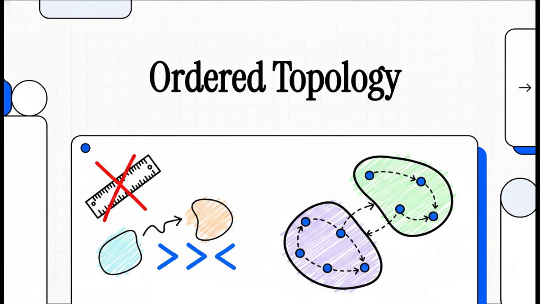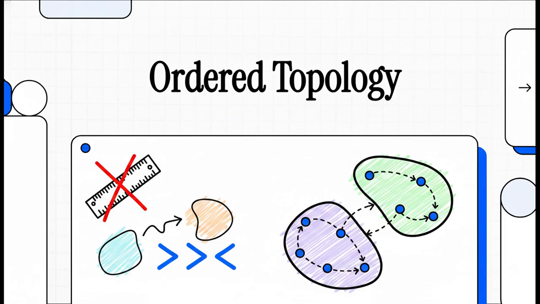Welcome to this explainer. I am absolutely thrilled you're here today because we're going to look at a concept that completely breaks the way most of us were taught to think about geometry. Normally, when we talk about a space or a shape, we inherently rely on a ruler, right? We measure the physical distance between point A and point B. But what if we literally threw away the ruler?